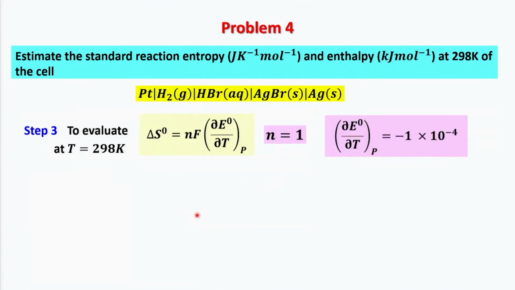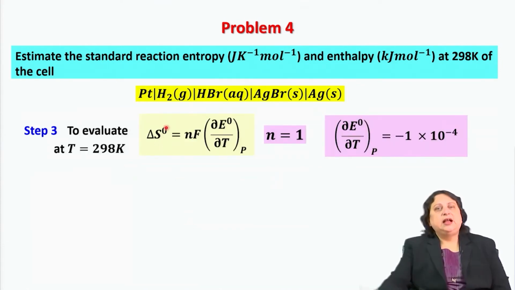Now, moving ahead, I am going to evaluate delta S naught, which is a product of N F del E naught del T at constant pressure. I know the value of N, I know the value of the temperature derivative of E naught at constant pressure at 298 Kelvin, and therefore, I can calculate delta S naught. So, what is delta S naught?